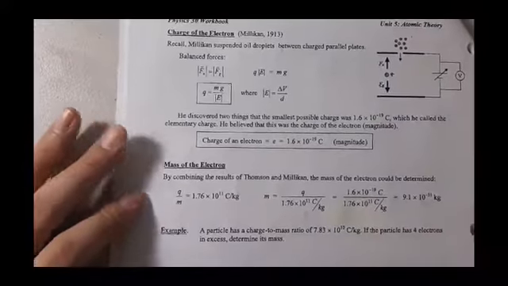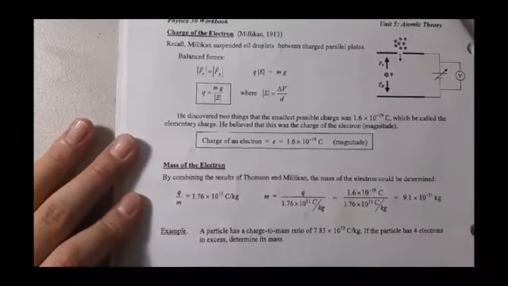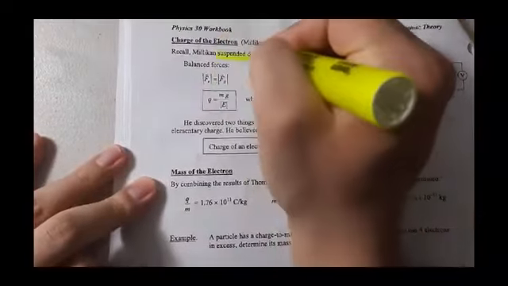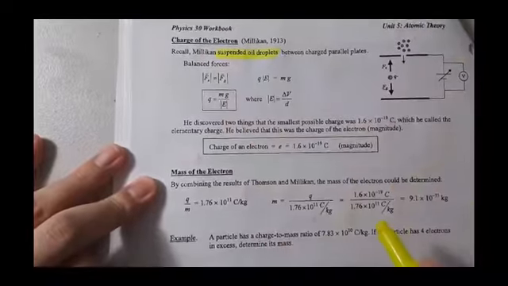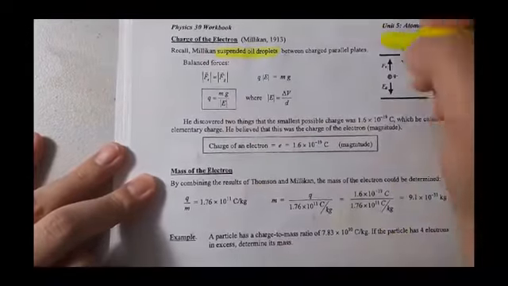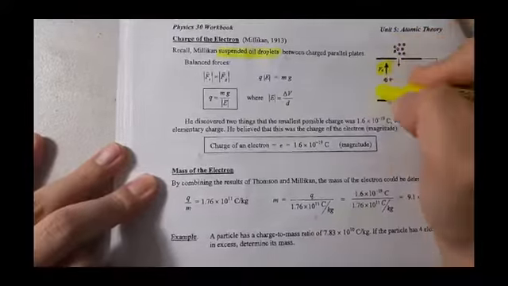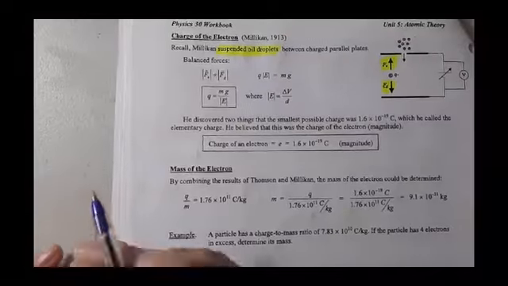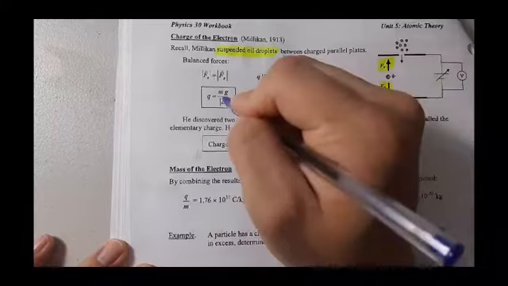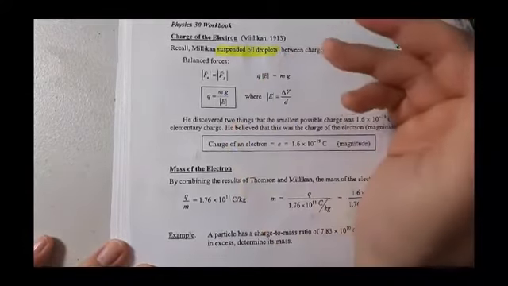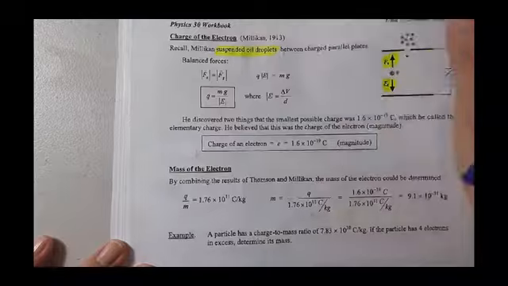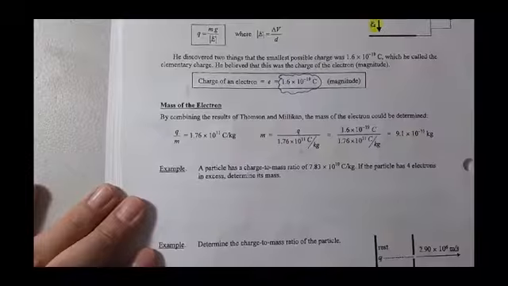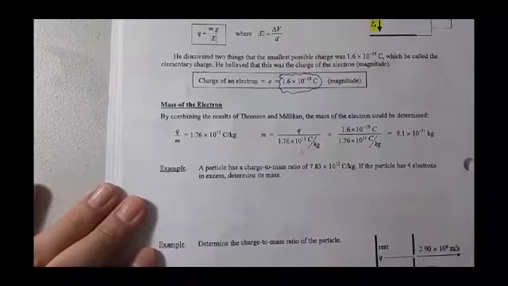And when you look at this, we also learned this before. He used a suspended oil droplet between charged parallel plates, and from there he found the relationship that the electric force and the gravitational force basically balance each other. So we know that q is mg over the electric field, something like that. And the charge of an electron, which we use as the elementary charge, is 1.6 times 10 to the power of negative 19 C.